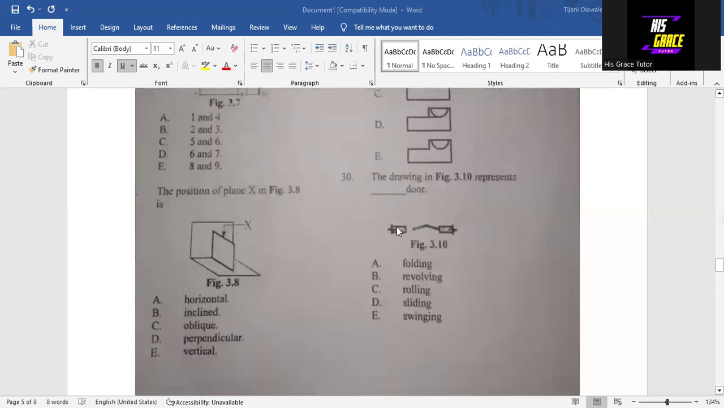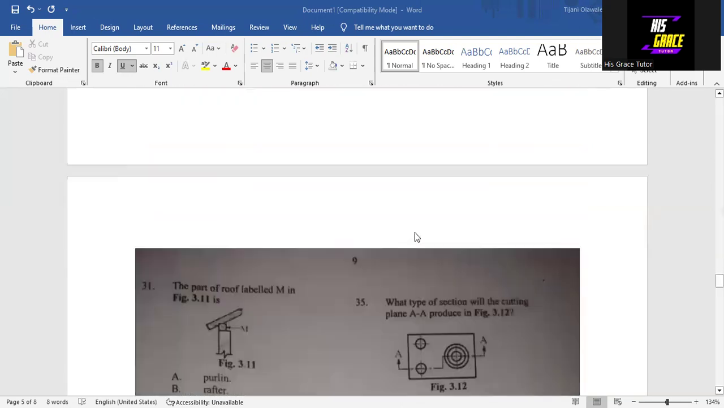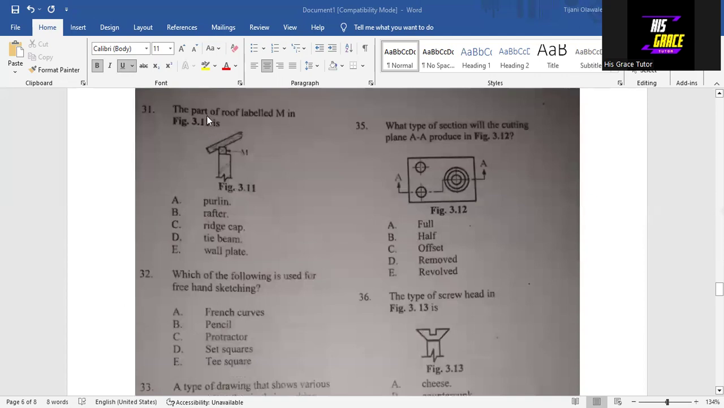Then question 30. The drawing in figure 3.10 represents a folding door. That is option A, it represents a folding door. Then move to question 31. The part of roof labeled M in figure 3.11 is wall plate. So this is a wall plate. So that's option E is the answer to that question.